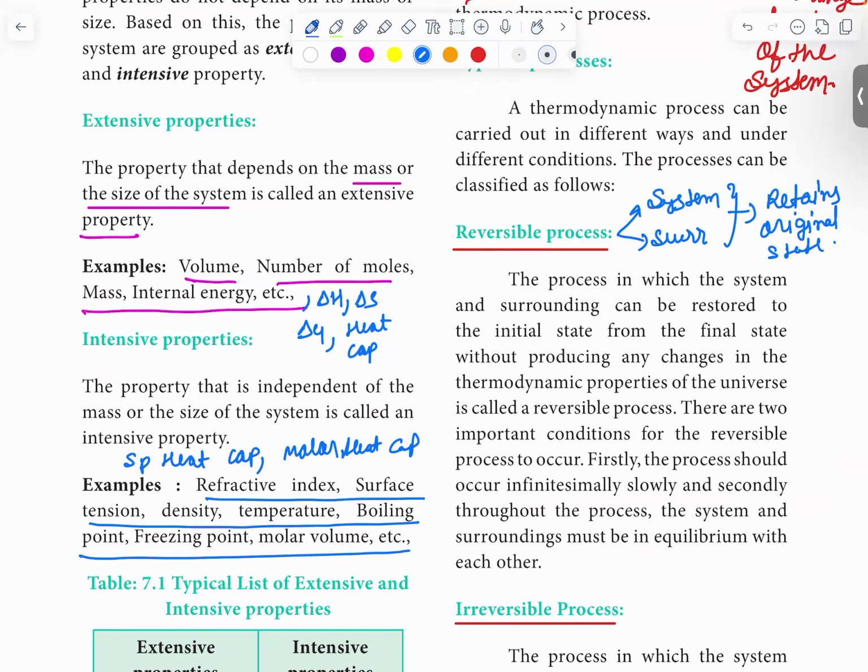And what is the other point that you have to remember? A reversible process takes infinite time for completion. It is very slow. Here the system and surroundings always remain in equilibrium with each other.